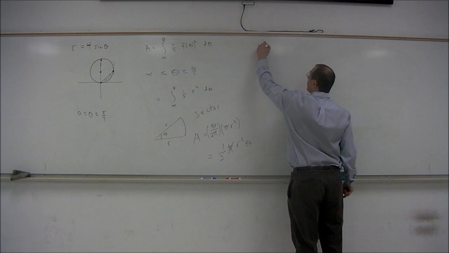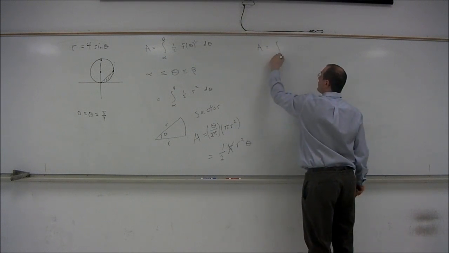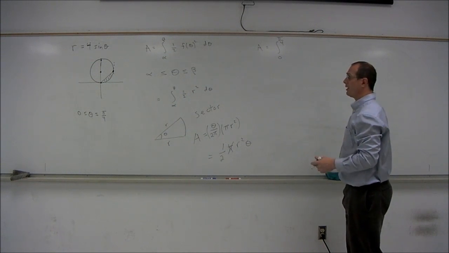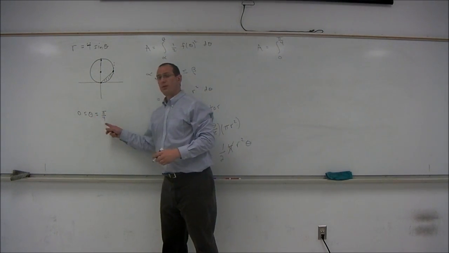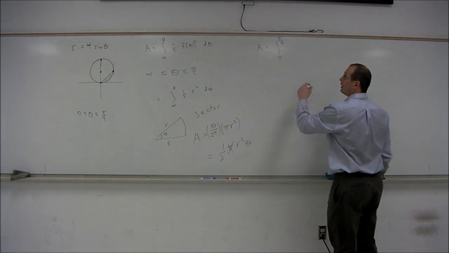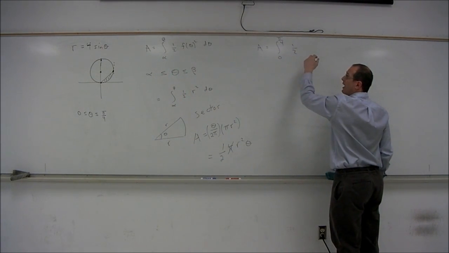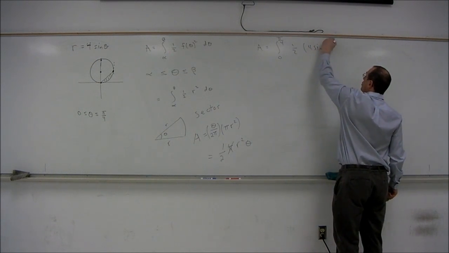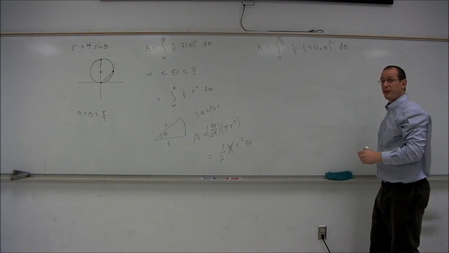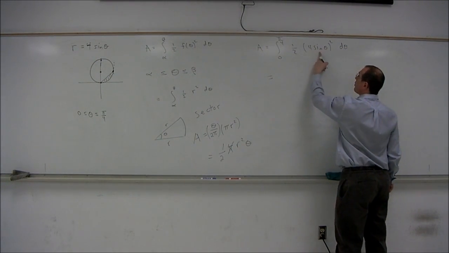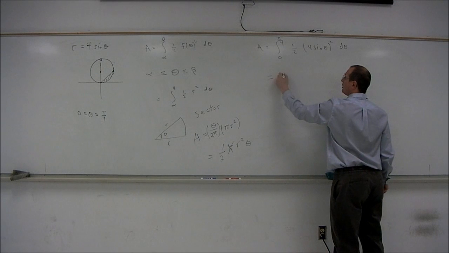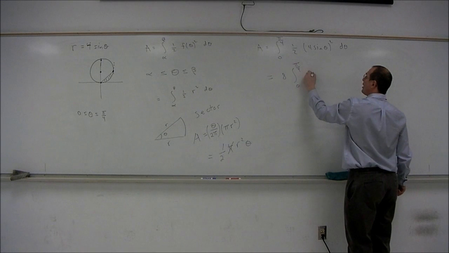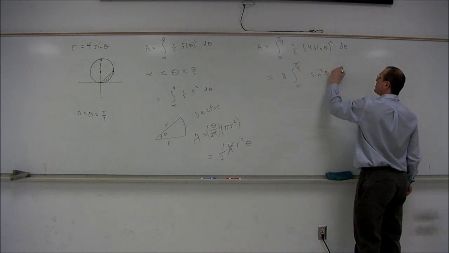Our area will equal the integral from 0 to pi over 4, alpha to beta. Recall our theta went from 0 to pi over 4. And then we have 1/2 f of theta squared. That's going to be 4 sine theta squared d theta. When we square this, we're going to get a 16, and then times 1/2 is 8, and then sine squared theta. So we have to integrate sine squared theta.